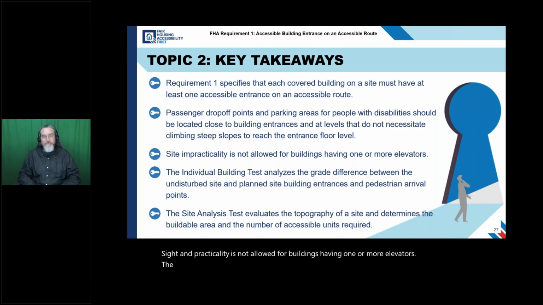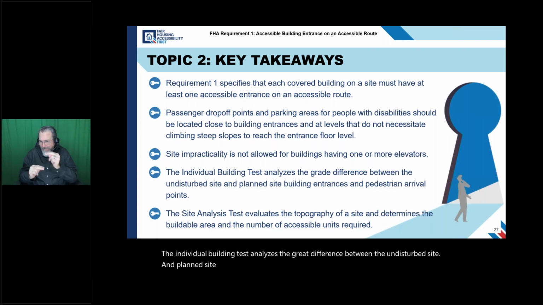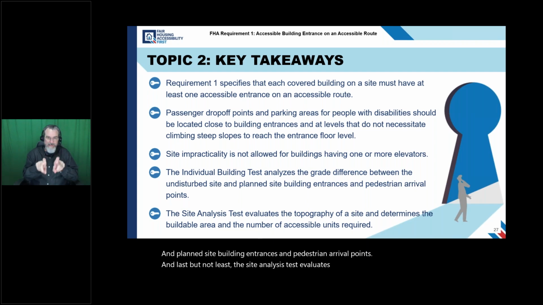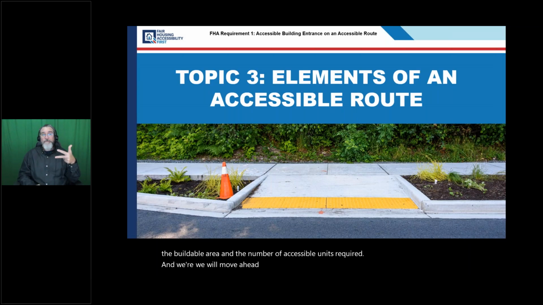The individual building test analyzes the grade difference between the undisturbed site and planned site building entrances and pedestrian arrival points. And last but not least, the site analysis test evaluates the topography of a site and determines the buildable area and the number of accessible units required. And we will move ahead now to topic 3, elements of an accessible route.